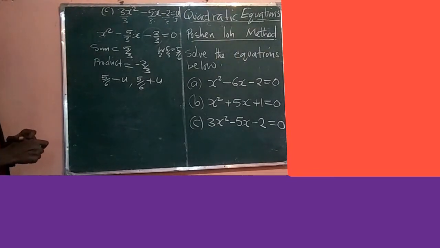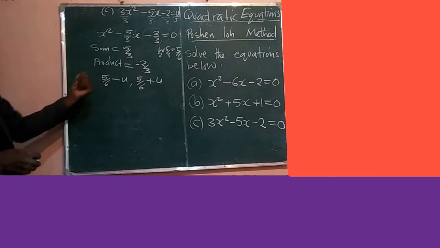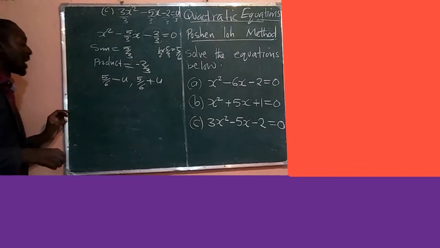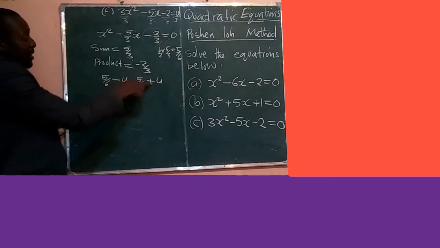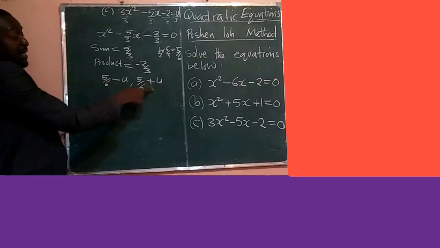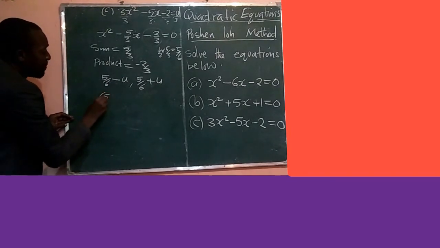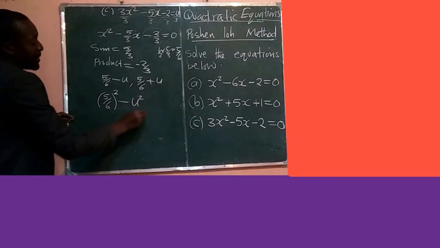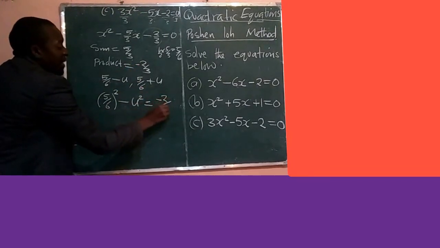And so at this stage now we can find the value of u, so that we substitute and find the solutions here. The way we find the value of u is to multiply these two, and this will be the difference of two squares. What you are going to have is 5 over 6 squared minus u squared, which is equal to the product, which is negative 2 over 3.